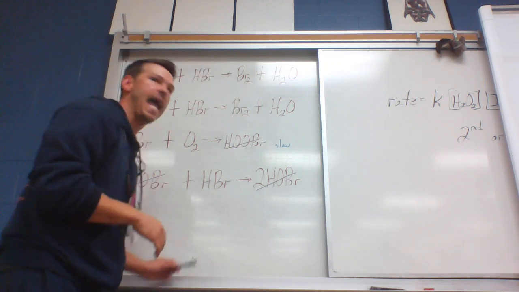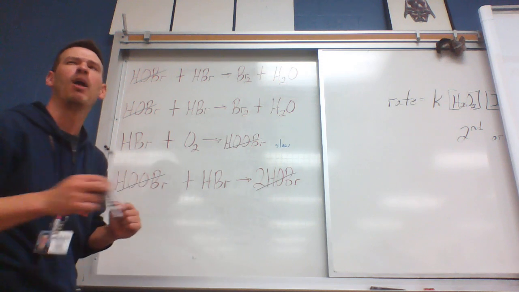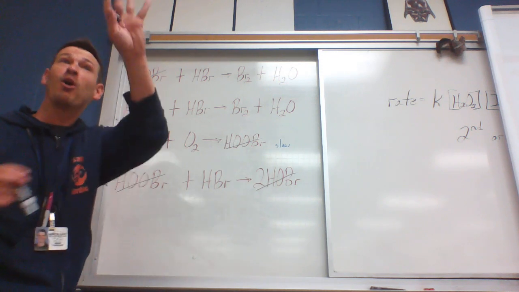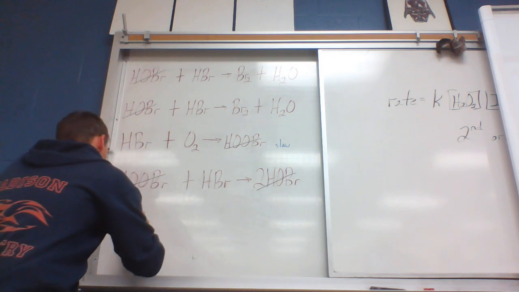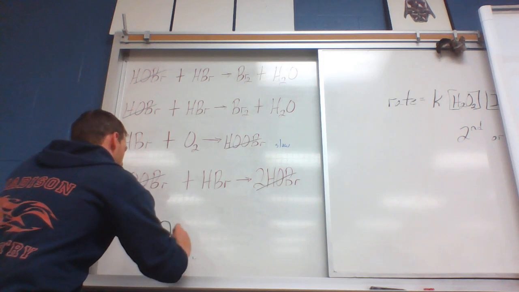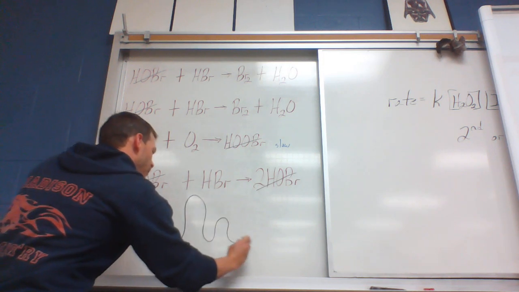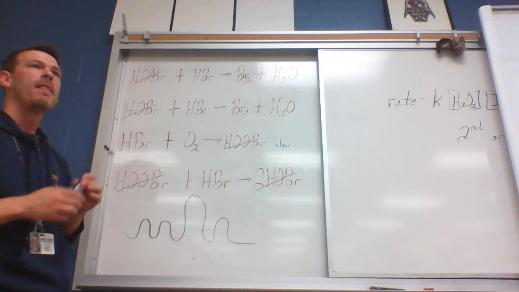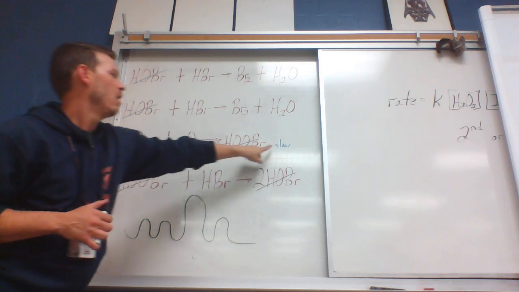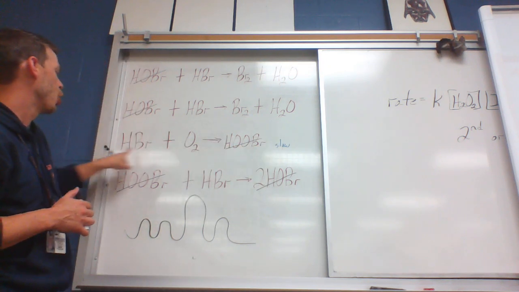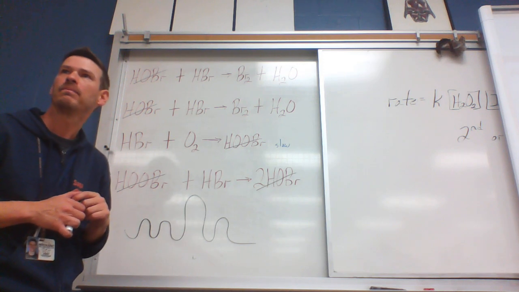All right, what's the energy profile look like? Well, how many humps should there be? 4. It's a hump for every step. Watch how I do it. I would go 1, 2, 3, 4. Do you agree? The slow step is the 3rd part of the mechanism.